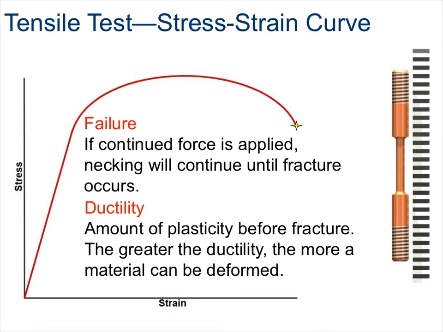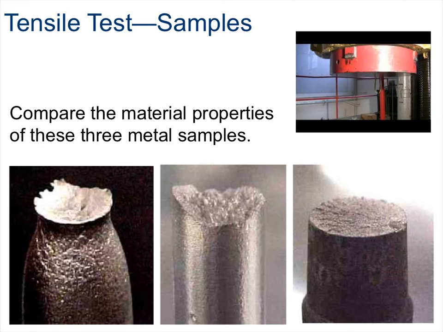Now, the time period that it takes for a material to finally fail is going to be based on its ductility. Recall that ductility is the amount of plasticity before fracture. The greater the ductility, the more the material can be deformed over time. As you can see in the 3 pictures below, tensile test specimens that are made from ductile metals, such as aluminum and copper, will experience significant reduction in cross-sectional area and exhibit a so-called cup and cone fracture pattern.